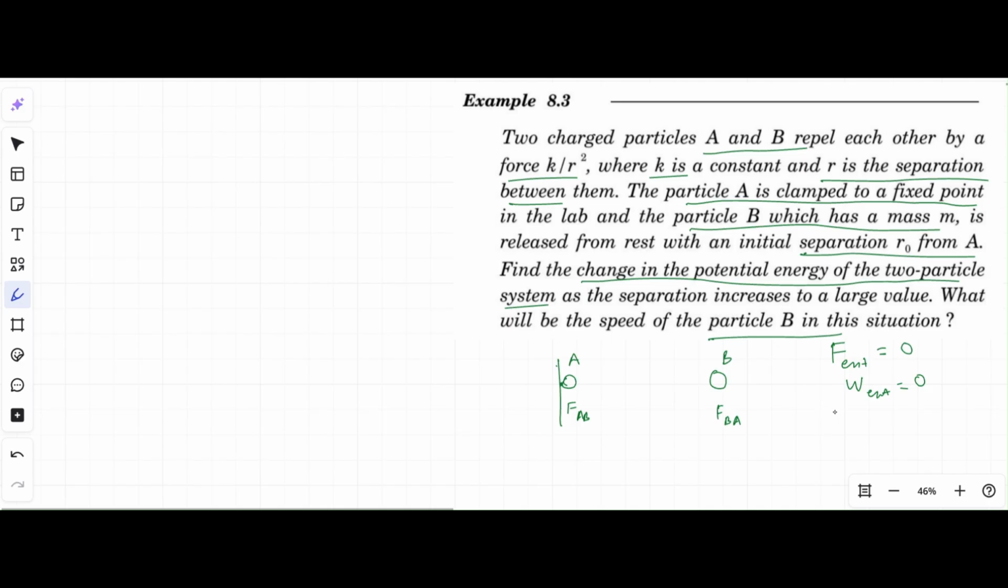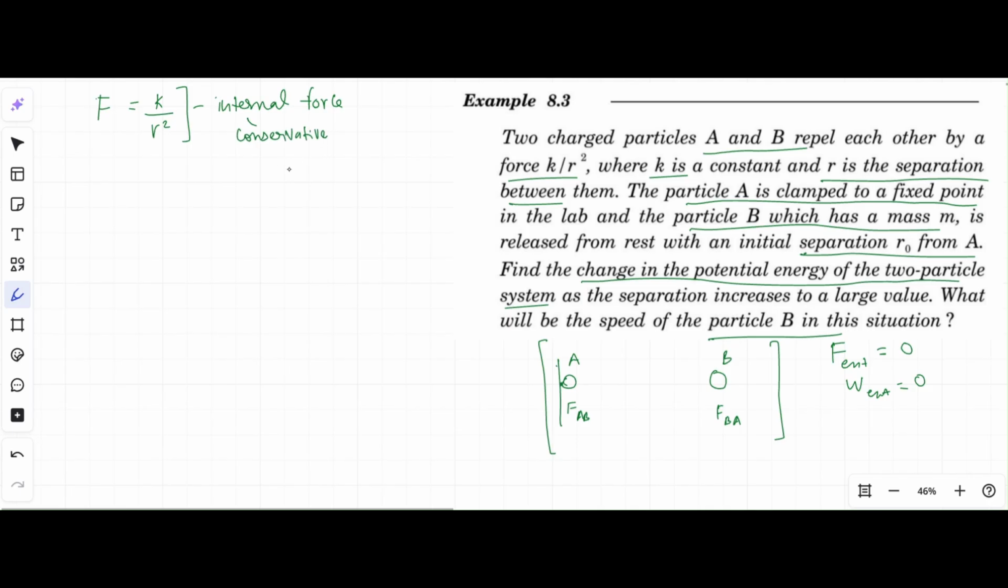the system only has internal forces, and these internal forces are conservative. What is the internal force acting here? The internal force acting here is force equals K by R square. That is the internal force. And we have studied if there is no external force and only internal conservative force acts, then the total mechanical energy remains constant.